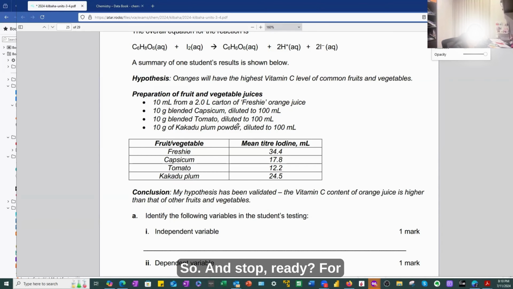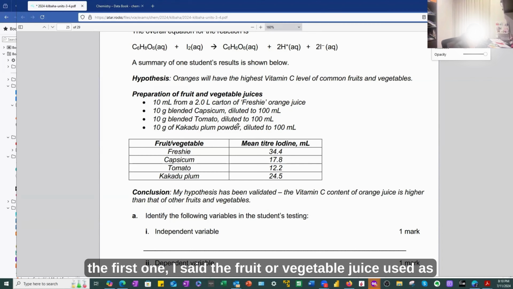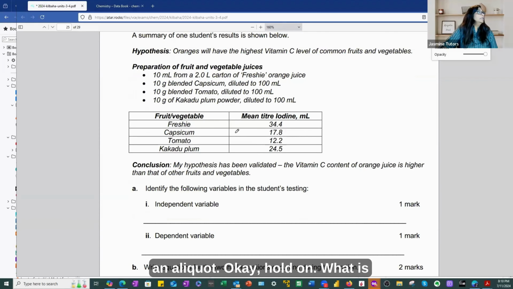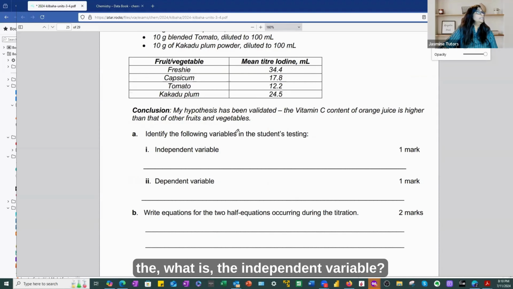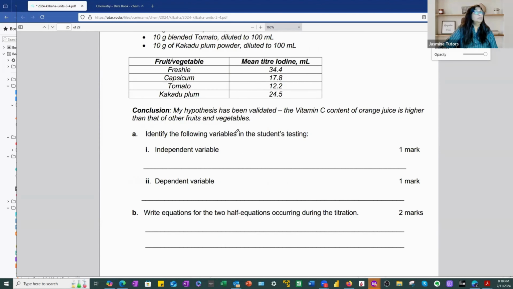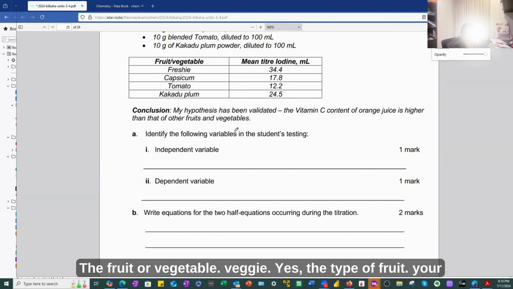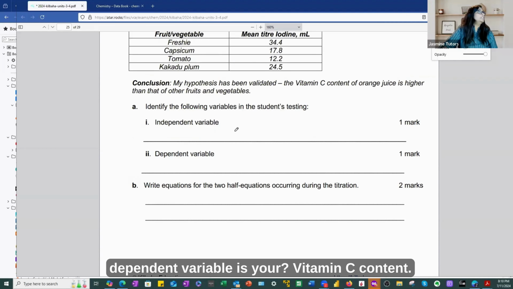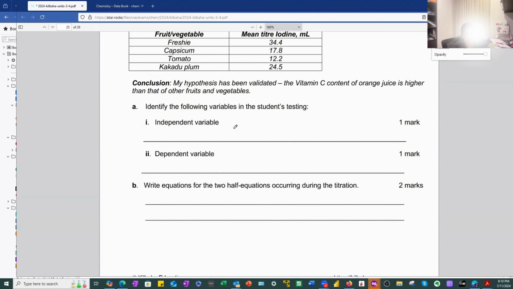For the first one, I said the fruit or vegetable juice used as an aliquot. What is the independent variable? The fruit or vegetable, the type of fruit. And your dependent variable is your vitamin C concentration. Yes.